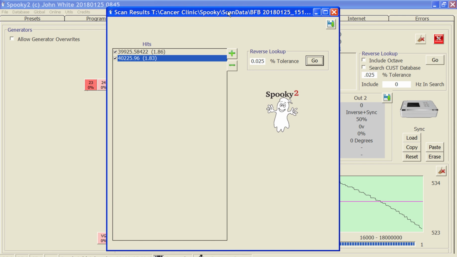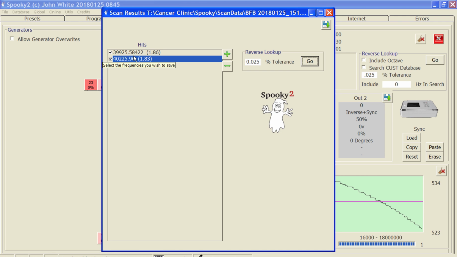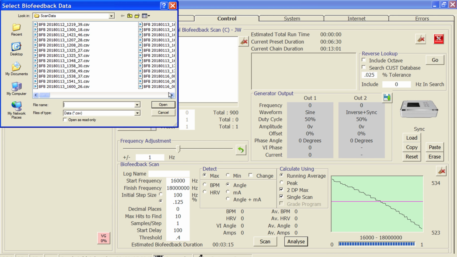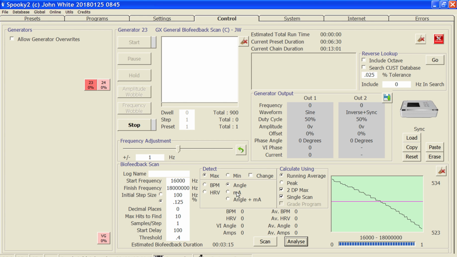At the end of a scan, the results are shown. The frequencies and their respective values are shown here. The values are greater than the threshold of 0.4. In this demonstration, there's only two hits because I'm shorting out the output from Generator X, and so it's not a valid biofeedback result. If I want to reanalyze the results using the angle for detection and not changing any other parameters, I select angle, click on analyze, and I can see here that there was one hit at 76.36181 kilohertz. So I hope that I've explained to you what current, the milliamps, or the phase angle is.